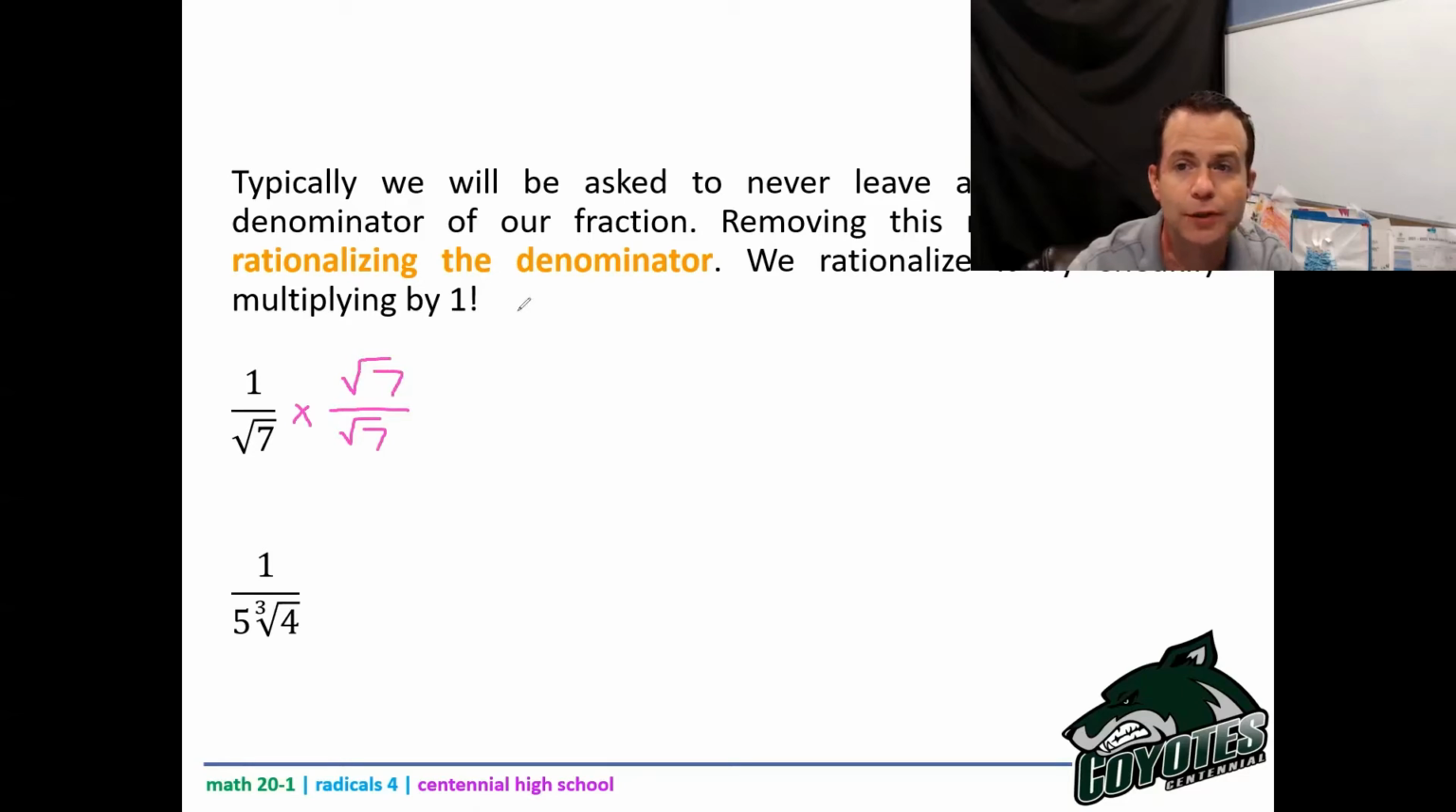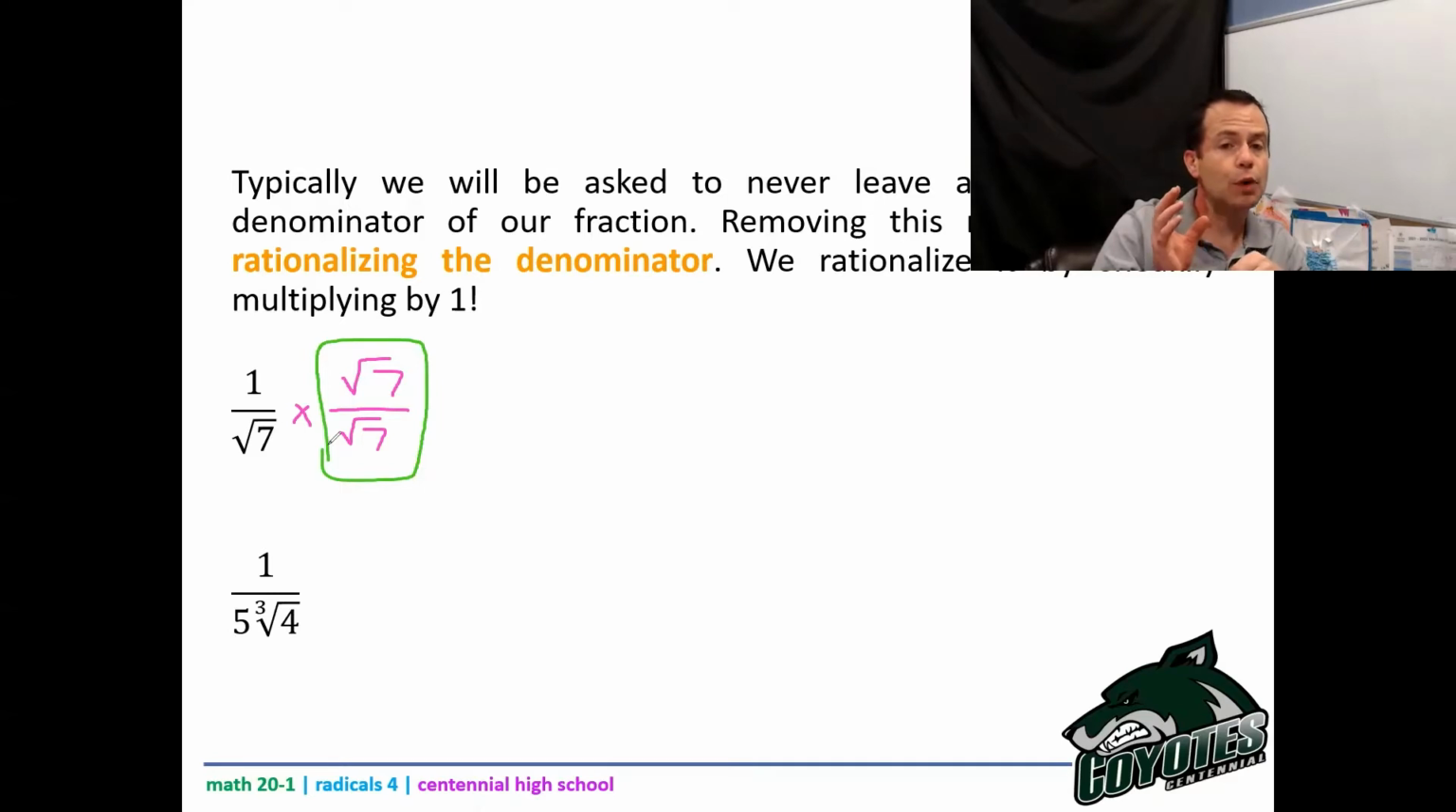Now, in that note, it talked about how we sneakily multiply by 1. What is root 7 over root 7? Anything divided by itself is just 1, right? And anything multiplied by 1 is still the original number. So we're not changing the value of this number at all. We're just essentially multiplying by 1. But what that allows us to do is change the form of the way the number is written.